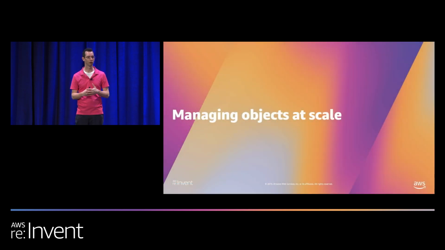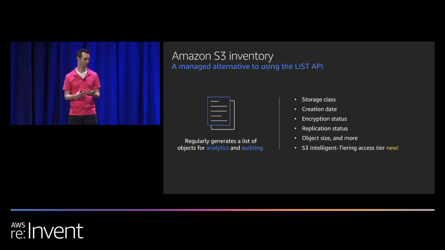The next section I want to talk about is management. We talked about scaling your data earlier, and these features are all about managing data at scale. S3 Inventory is an alternative to using the list API. For those of you who are familiar, if you want to list millions or billions of objects, that's a lot of API calls at 1,000 objects at a time. If you're just trying to build that list to then run analytics off of it to do an audit, that's a lot of work just to build the list.